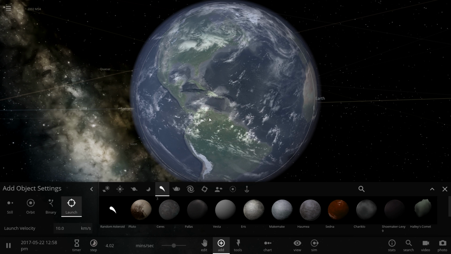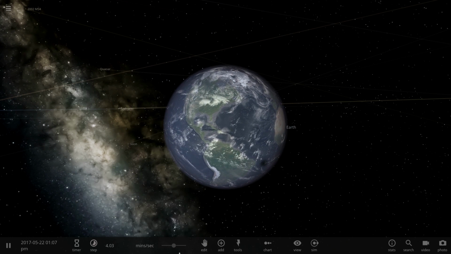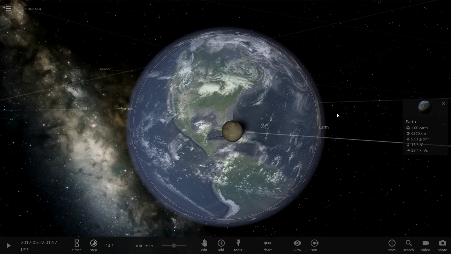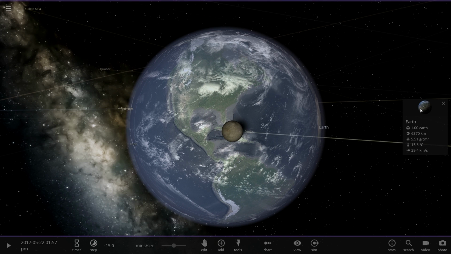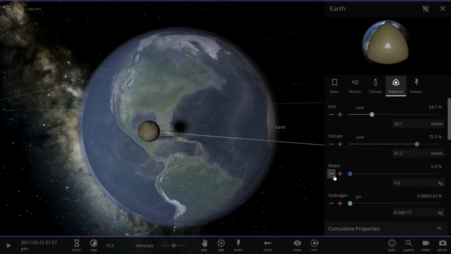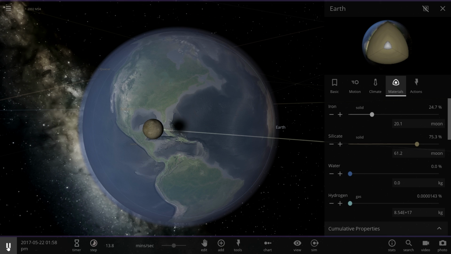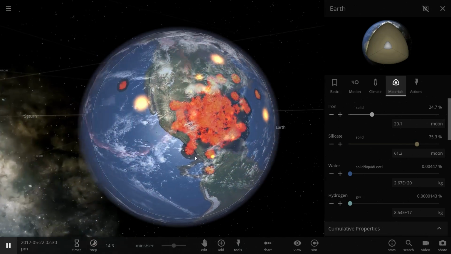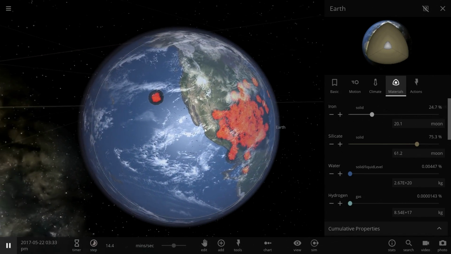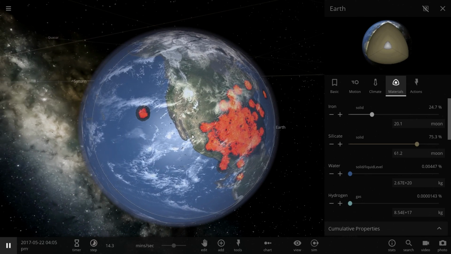So if we have a collision with Vesta, that's going to come here any second now, we're going to receive quite a large chunk of water, because basically most of Vesta right now is essentially water. Let's actually remove all of the water from Earth right now, and boom, look at that, it's suddenly liquid water everywhere.